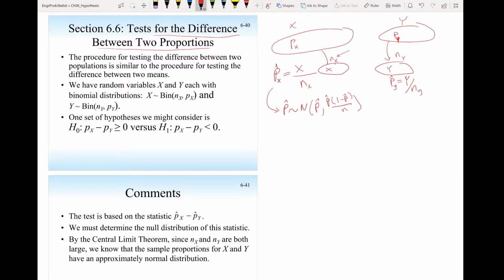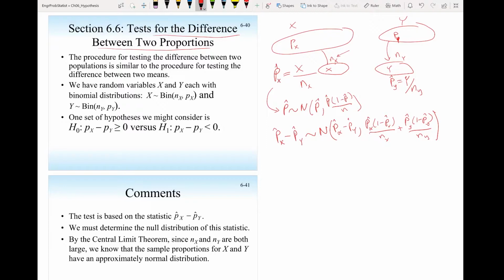And if I construct a new random variable, which is the difference between, let's say, pX minus pY, then this also will be a random variable of normal distribution with mean equal to pX minus pY and a variance of the sum of the variances of the random variables X and Y. So that is pX times 1 minus pX divided by nX plus pY times 1 minus pY divided by nY. So these we have studied earlier.